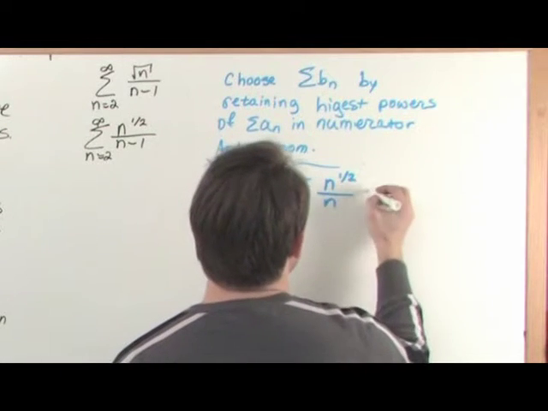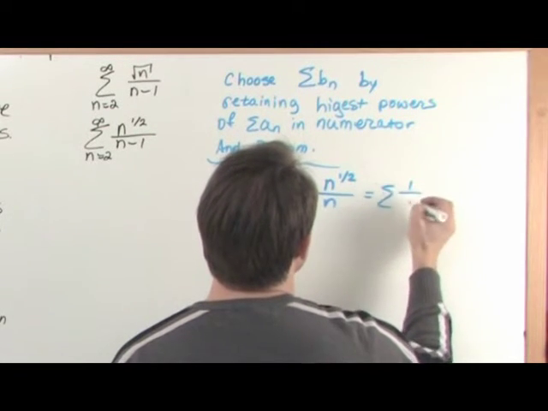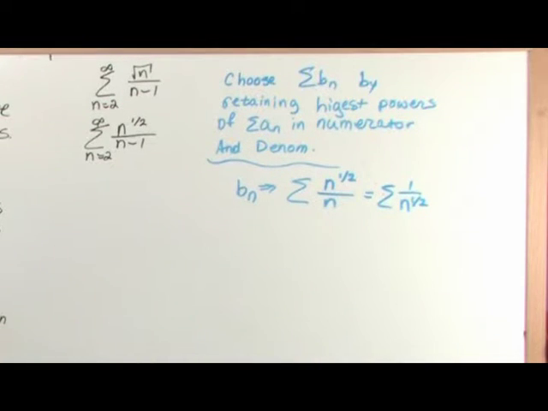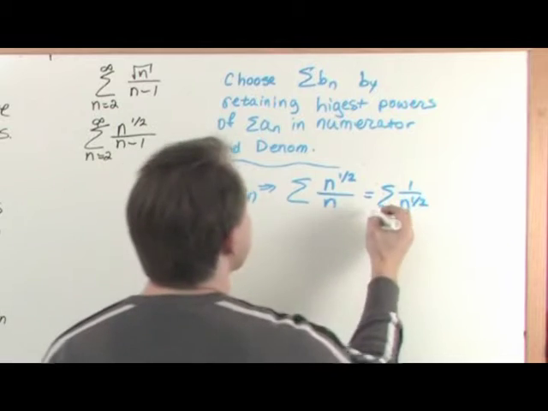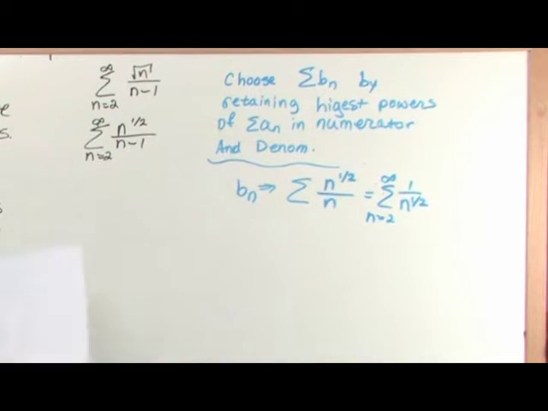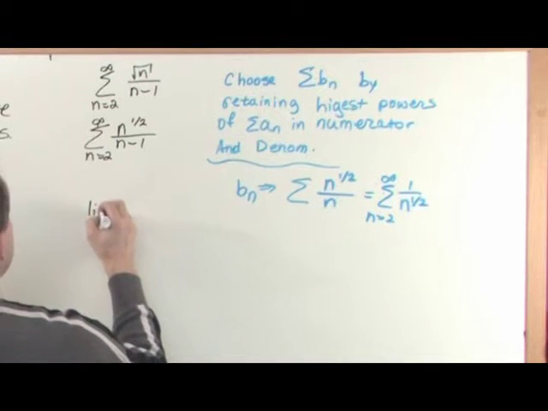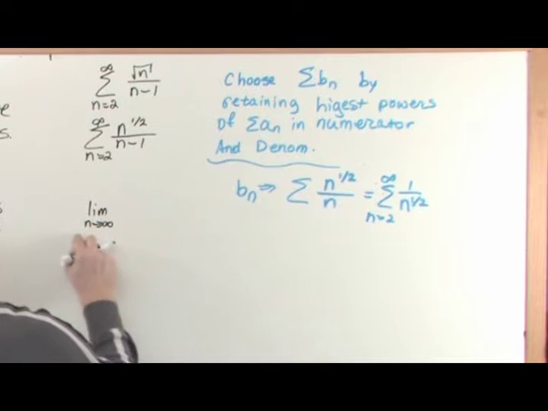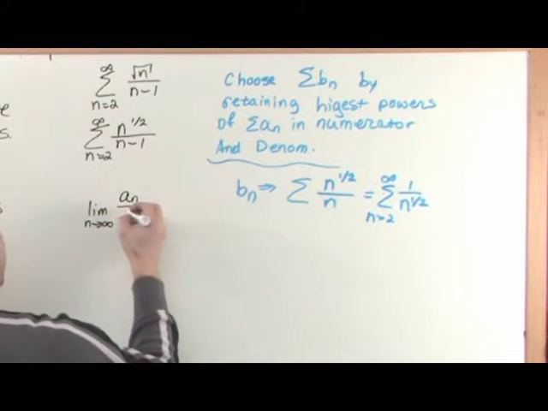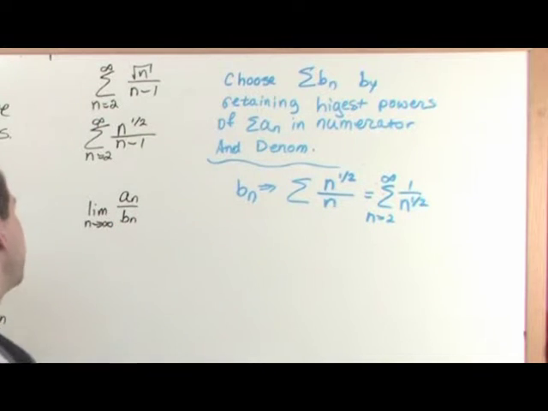And you can actually simplify this, and this is going to be 1 over n to the 1/2, because you can subtract the exponents there, and you get 1 over n to the 1/2, and it's going from n equals 2 to infinity because it has to start from the same place as the original series that I had, and so that's the b sub n that I'm going to use. And I'm going to do the limit comparison test. So in order to do that, I need to take the limit as n goes to infinity of a sub n, which are the elements of A, and b sub n, which are the elements of B that I'm adding together.